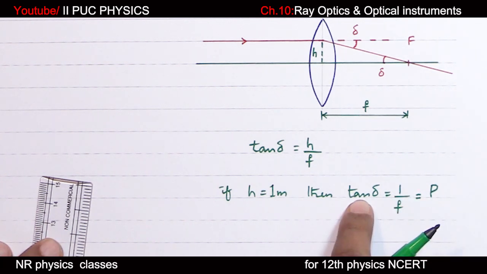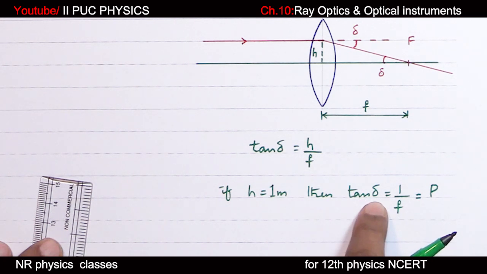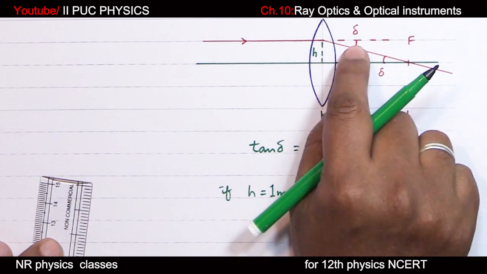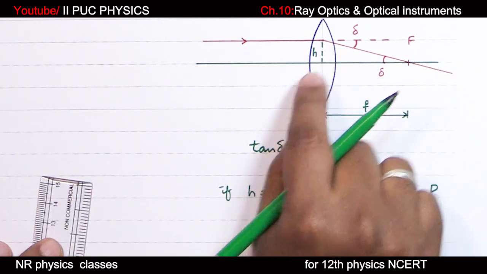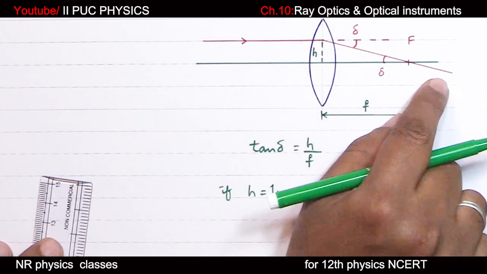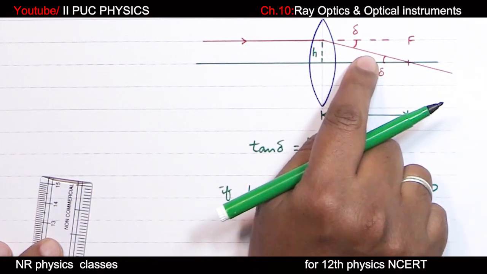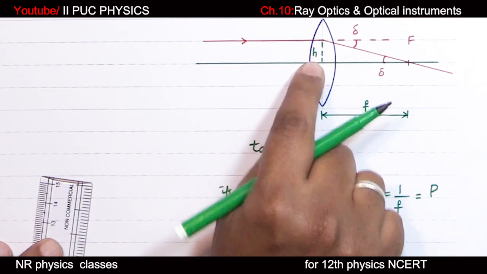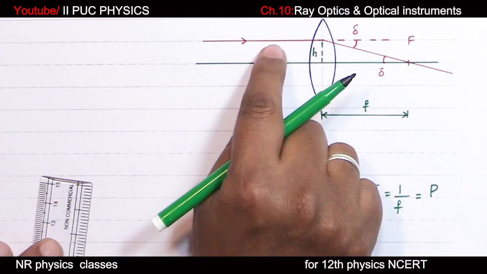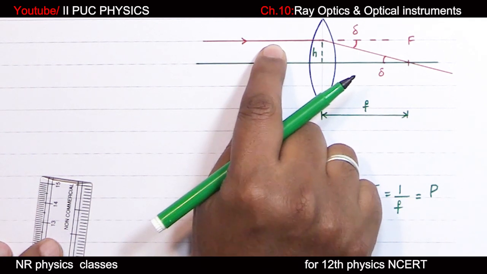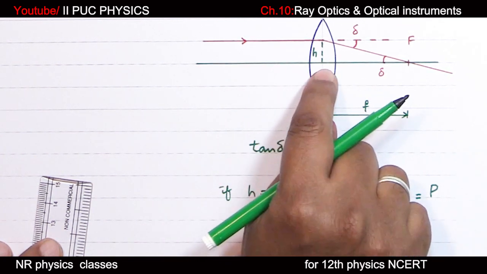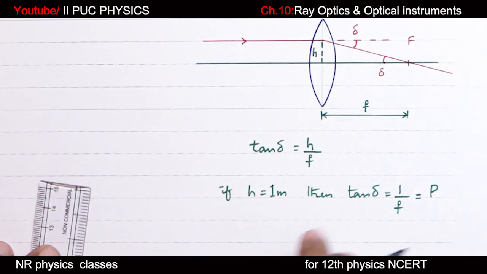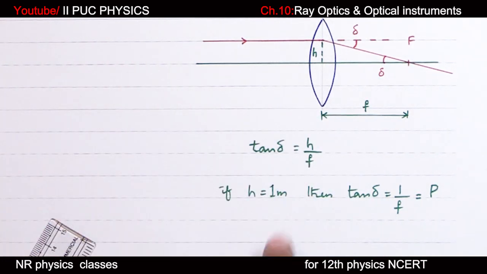Power of a lens is the tangent of the angle by which the lens converges or diverges a beam of light falling at unit distance from the optic center or principal axis. Go through this statement and the steps. So tan delta is equal to power.